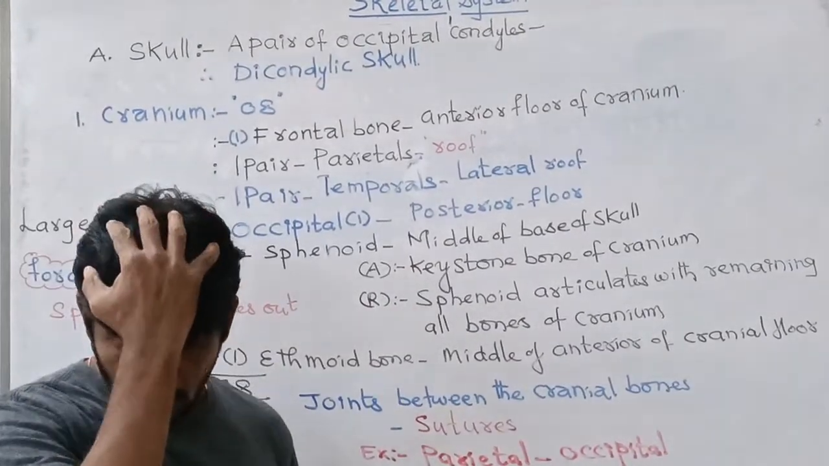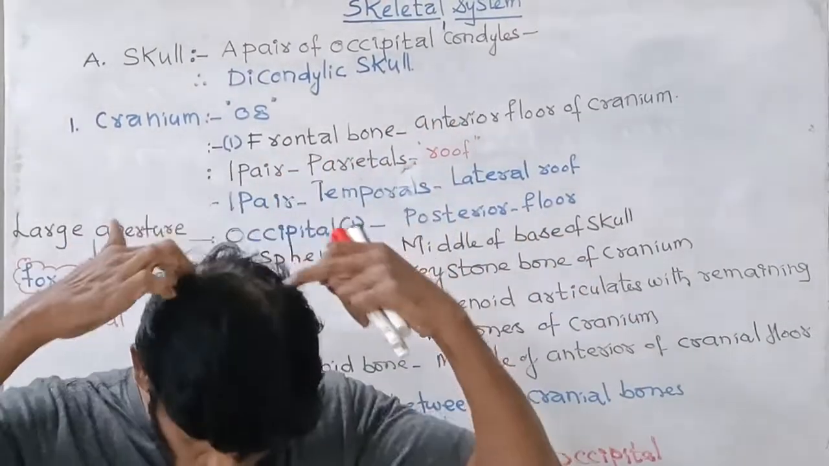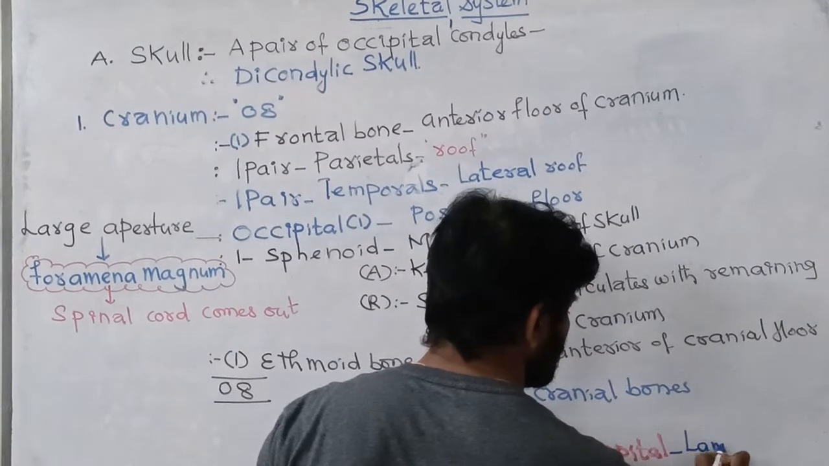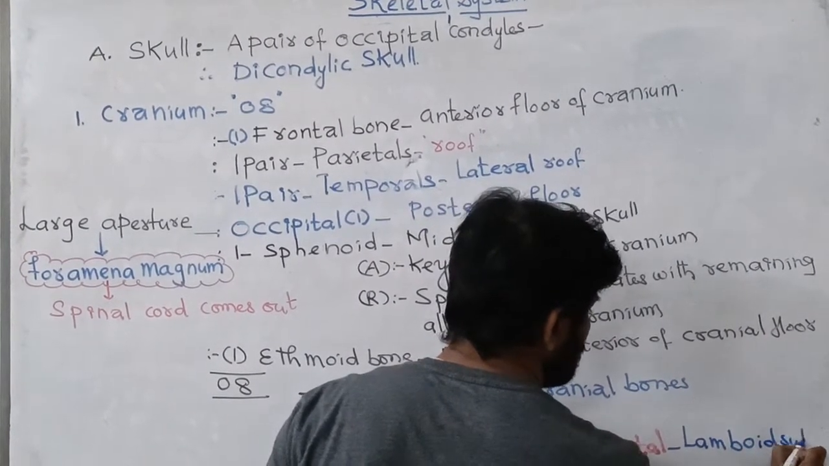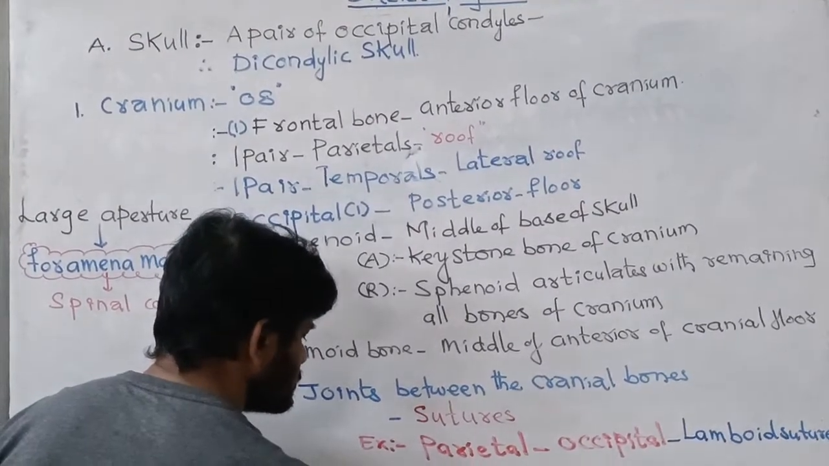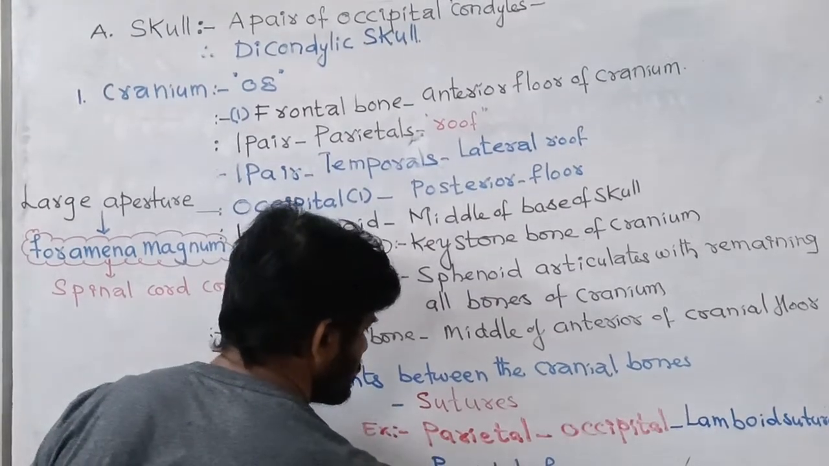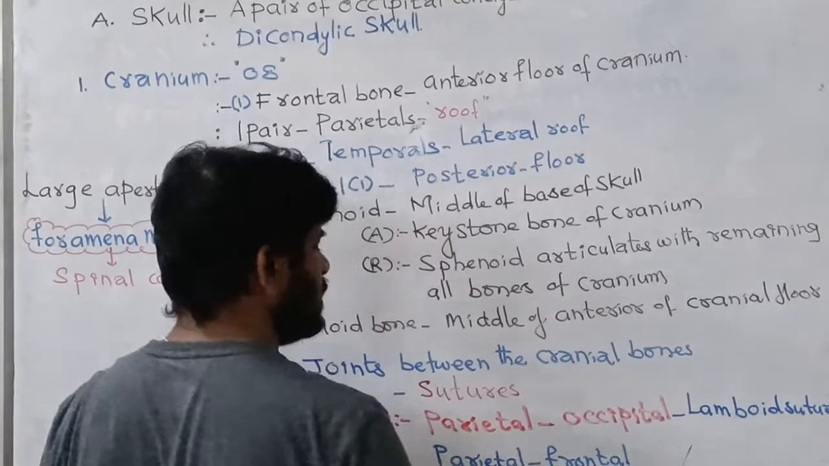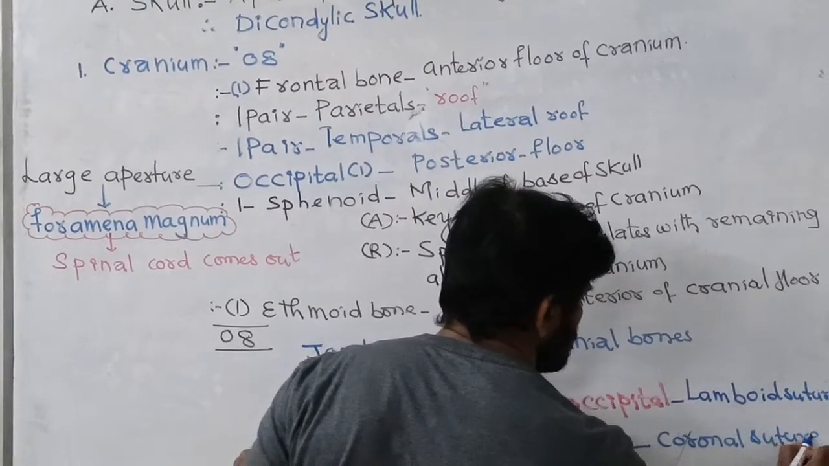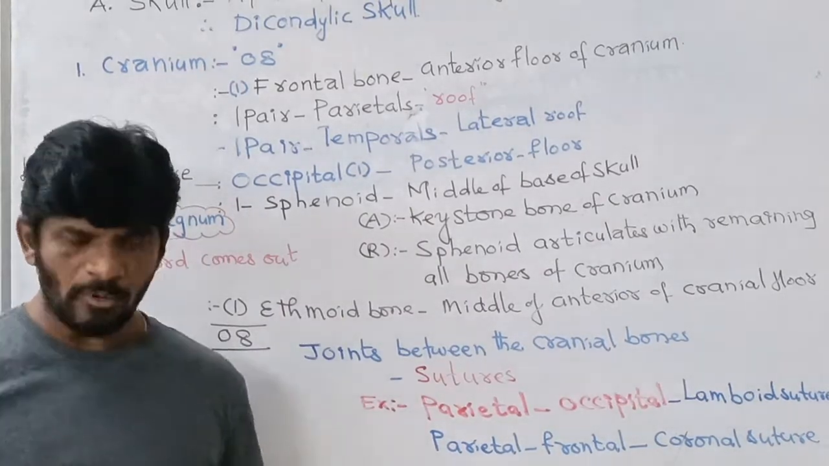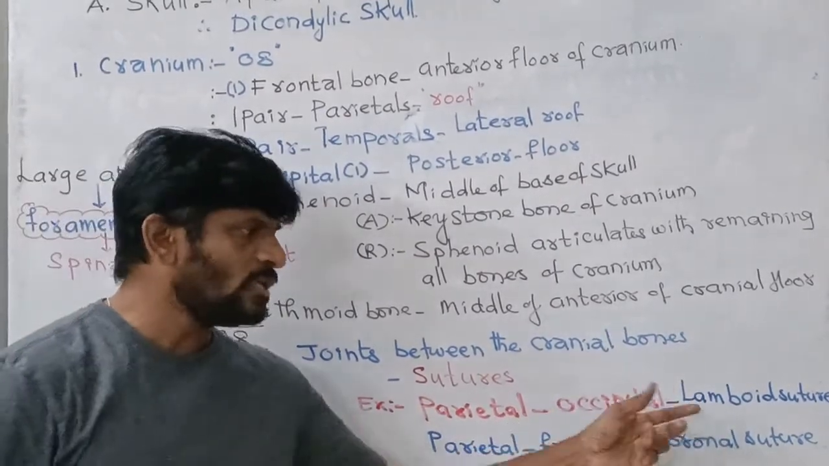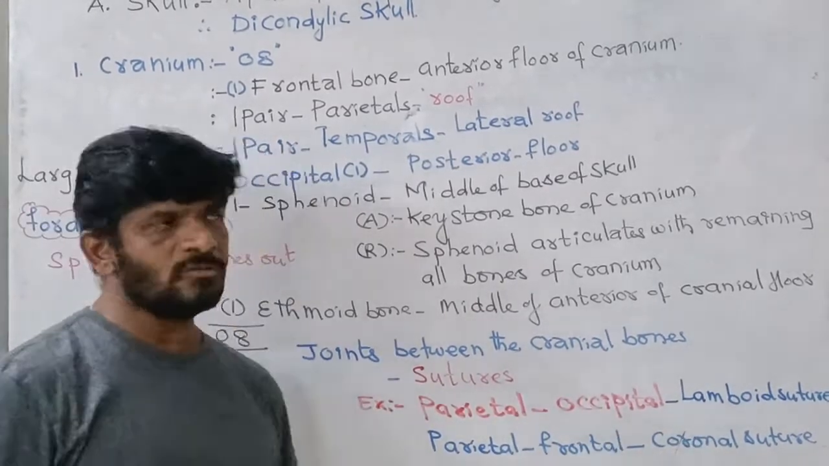So this is the parietal bone and this is the occipital bone. There is a suture at the mid vertex. Between the parietal and occipital, the suture is the lambdoid suture. Between the parietal and frontal, there is another suture, the coronal suture. So generally between the cranial bones there are sutures. Sutures are joints. Example, between the parietal and occipital there is a joint, the lambdoid suture. Between the parietal and frontal there is the coronal suture, which are about the cranium.